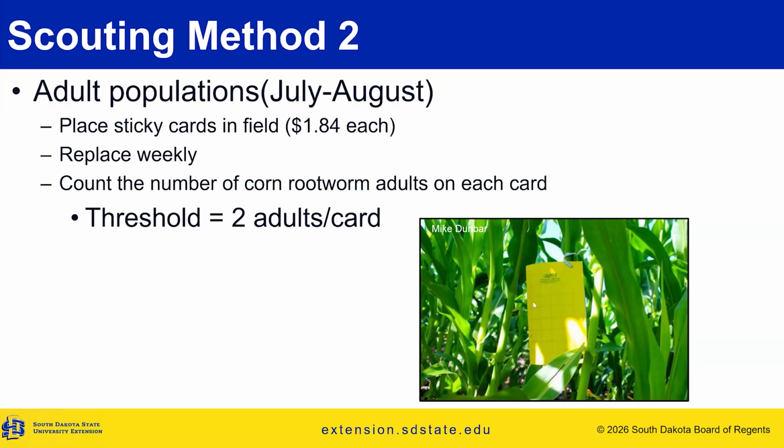And what you do is you pick a few places out in the field. You can see they come with these little ties. You tie them right onto the plant, and then you mark where that is so that you can find it again later. And you come back a week later and you replace it. And you keep doing that until we get to the end of August. And what you do is you just look at each card as you pull them out each week and you count the number of rootworm adults on the card. Anytime you hit two adults, and it doesn't matter the species, as long as it's a rootworm, you're at threshold.